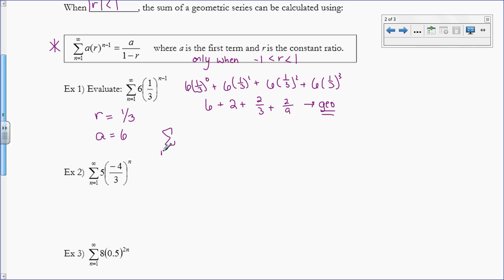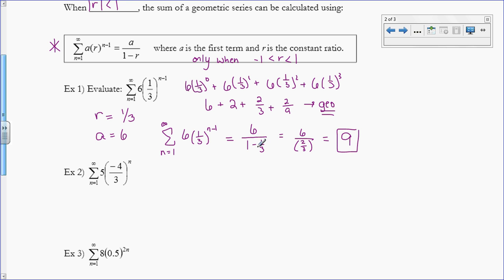Therefore, since r is between 1 and negative 1, I know that the sum of 6 times 1 third to the n minus 1 can be calculated by using this formula of a over 1 minus r. So 6 over 1 minus a third is the same as 6 divided by 2 thirds, which is the same as 6 times 3 halves, which is 9.